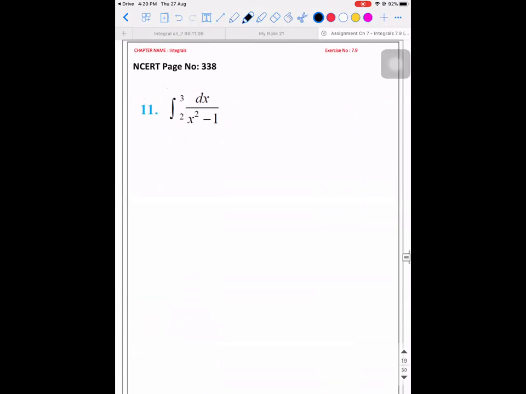Integral of 2 to 3 dx by x square minus 1. So integral of 1 divided by x square minus a square. What is the answer? 1 by 2a log of (x minus a) by (x plus a).